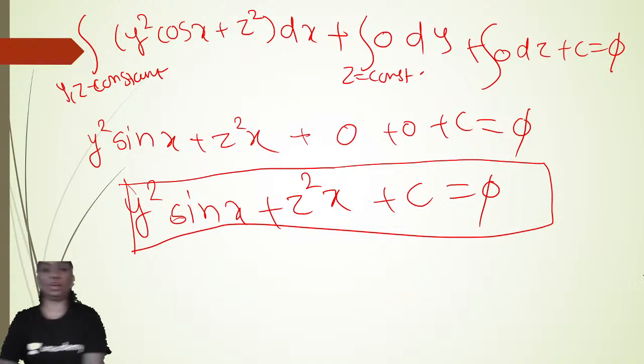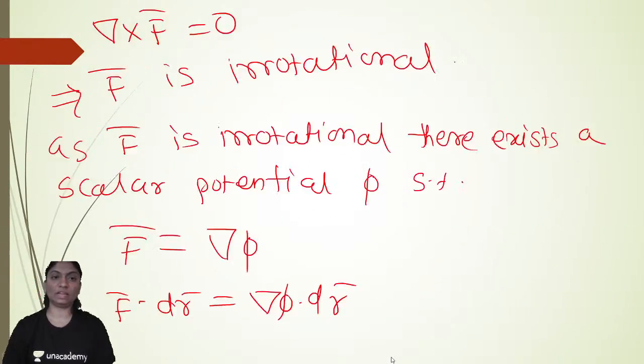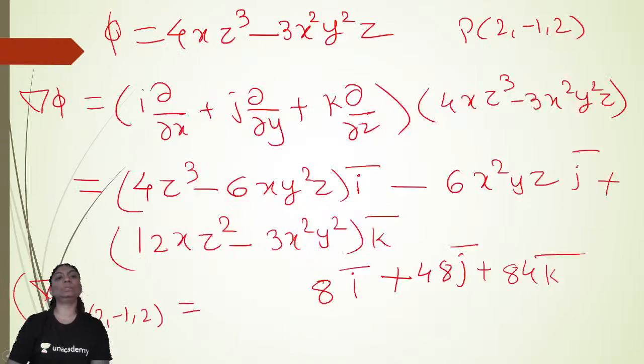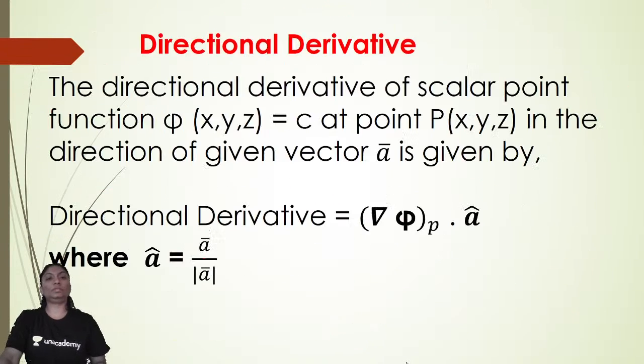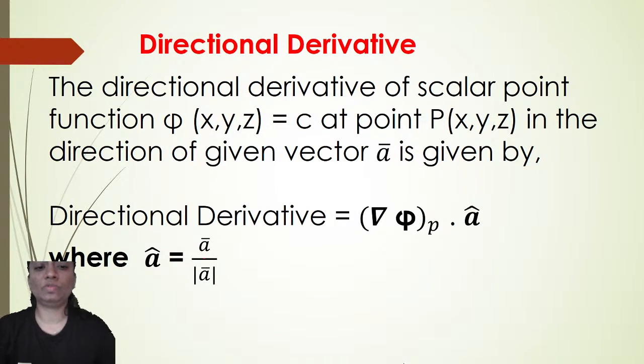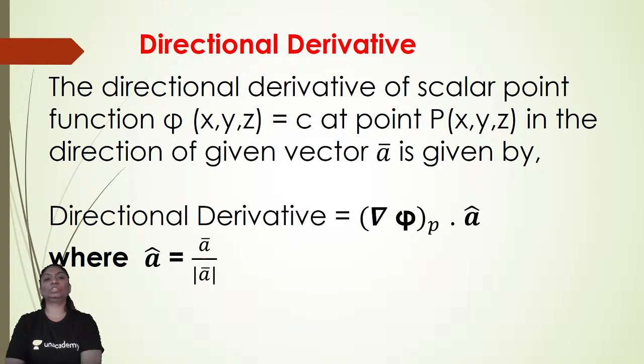If you observe here, we have seen how to find the scalar potential phi when the vector field F bar is given. Now, one by one, we will take up what we are learning in this lecture. Directional derivatives. What is the definition of a directional derivative? The directional derivative of the scalar point function phi of xyz at the point p of xyz in the direction of a given vector a bar is given by del phi at point p dot a cap, where a cap is equal to a bar upon mod of a bar.